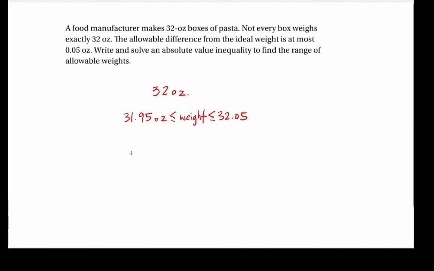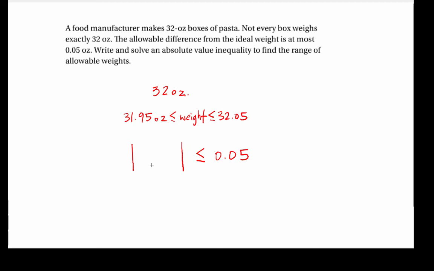So it says write an absolute value inequality. So we're going to have some expression in here, and that expression is going to be less than or equal to 0.05. The distance from this is going to be 0.05, meaning we can go 0.05 above or to the right on a graph of this, and we can go 0.05 to the left on the graph or below this.